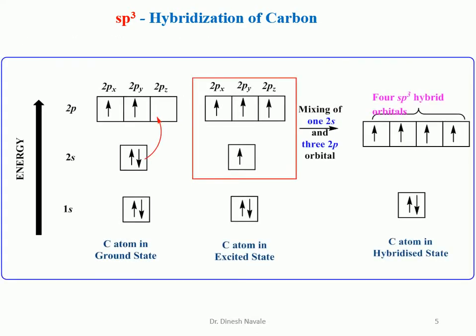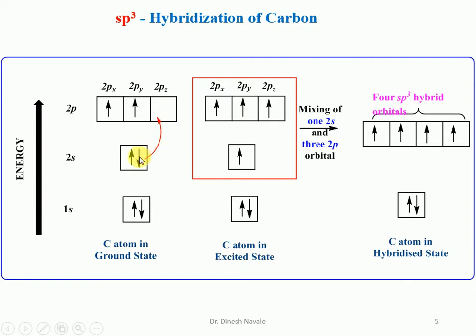Now we will see the diagrammatic representation for the sp3 hybridization of the carbon atom. The carbon atom in the ground state is 1s2, 2s2 and 2p2. The energy of the 1s orbital is lowest, 2s is slightly higher and 2p is slightly higher still. During hybridization, only those orbitals having nearly equal energy are hybridized, so only the 2s and 2p orbitals are mixed together. But before mixing, the carbon atom goes to the excited state, where one of the 2s electrons is migrated into the 2pz orbital.